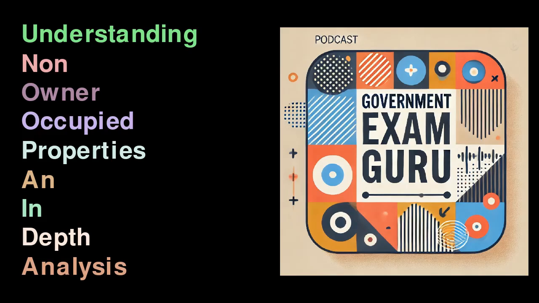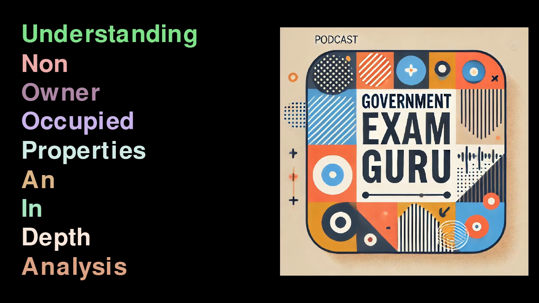Understanding non-owner occupied properties, an in-depth analysis. What is non-owner occupied? The term non-owner occupied refers to a classification used in the realm of real estate, particularly in mortgage origination, risk-based pricing, and housing statistics associated with 1 to 4 unit investment properties.